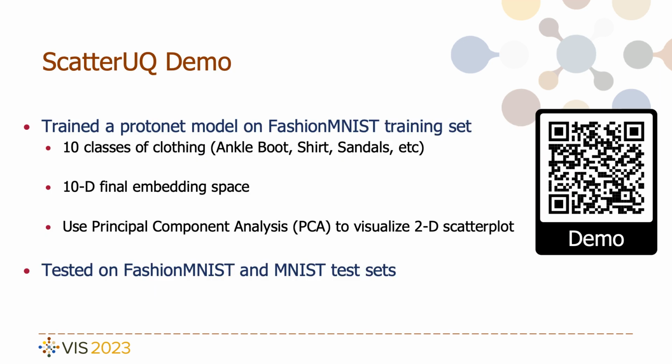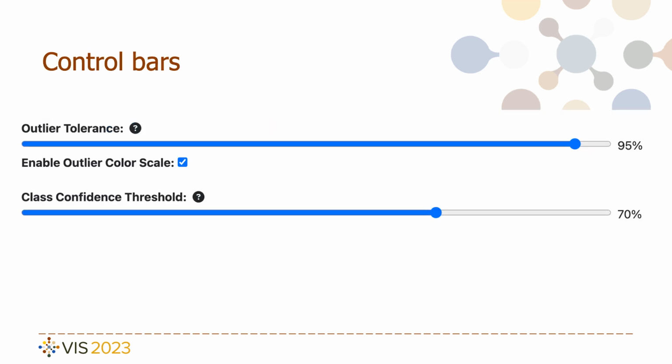For our demo of ScatterUQ, we trained a ProtoNet model on fashion MNIST. There are 10 classes in the dataset, and we used a 10-dimensional embedding space. But because we and many end users cannot visualize in 10 dimensions, we decided to use a dimensionality reduction technique called principal component analysis to visualize the data as a 2D scatter plot. And we then tested the model on inputs from fashion MNIST as well as the regular MNIST test sets.